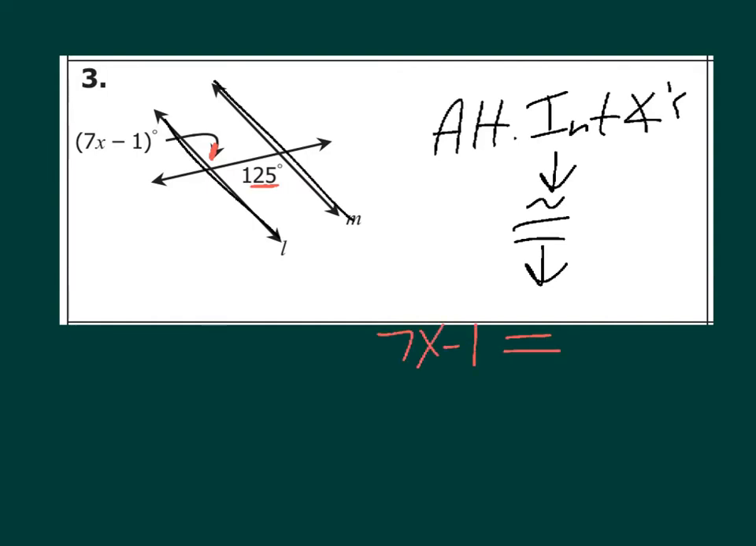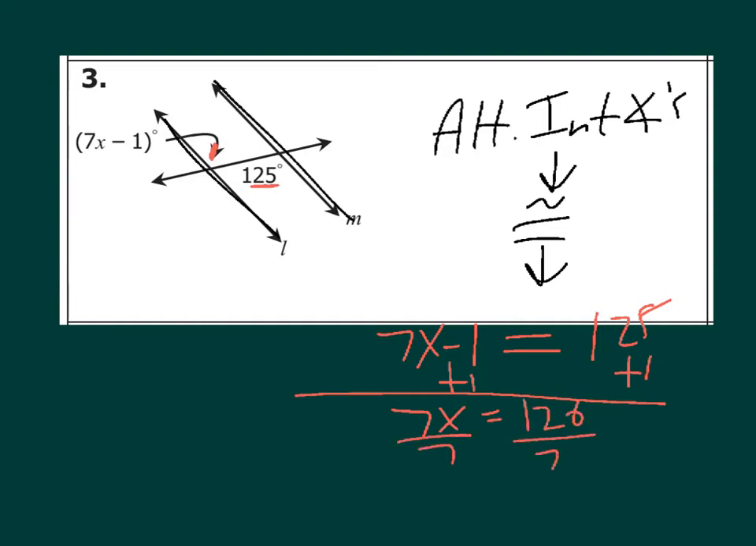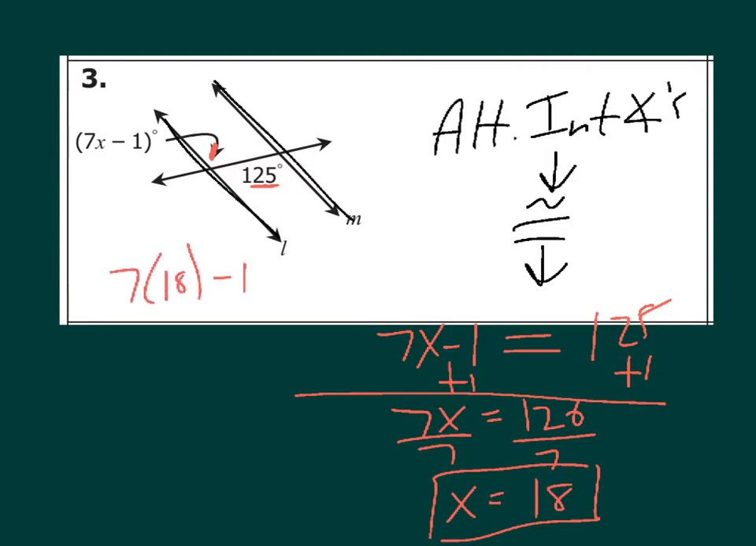7x minus 1 equals 125. Add 1, add 1. 7x equals 126. Divide by 7, divide by 7. And x is equal to 18. Come back up here. 7 times 18 minus 1. Double check that, which is 126 minus 1, or 125. And that's what we said it was.